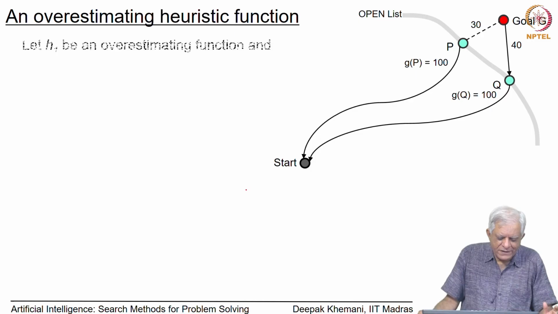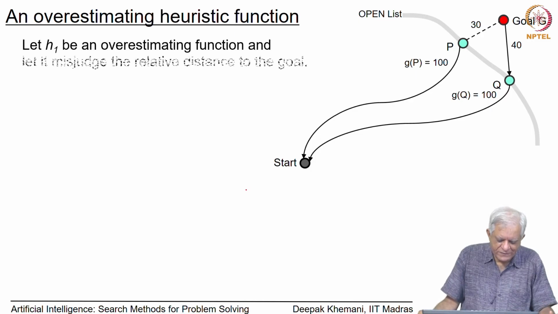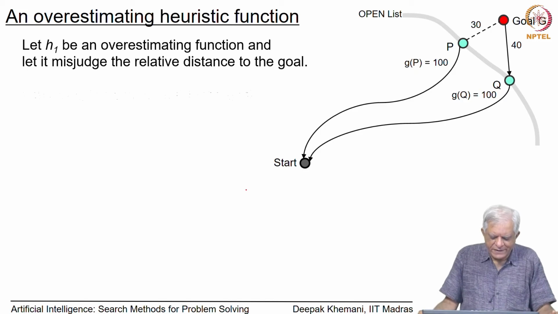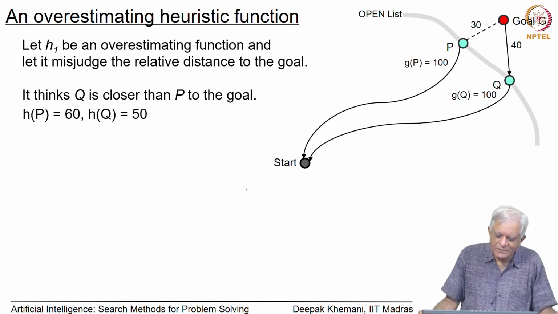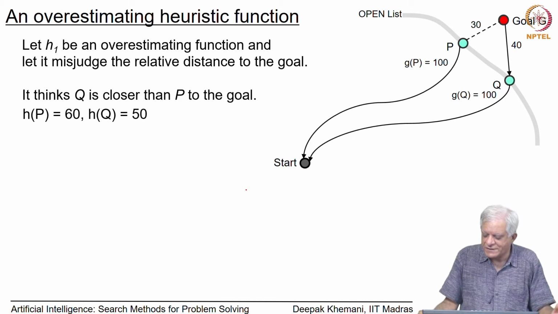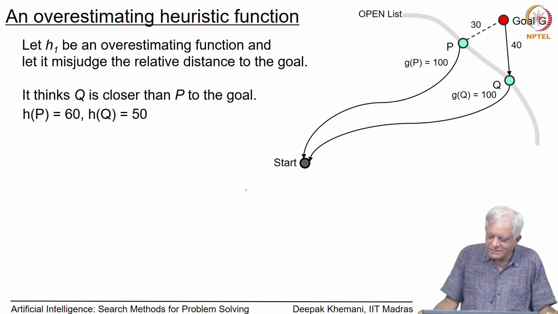What do we have? We have a heuristic function H1, so H1 of n for any node n, and it is an overestimating function. And just to drive home our argument, let it misjudge the relative distance to the goal. Now, we can see from the graph that P is closer to the goal, with an actual cost of 30, and Q is a little bit farther, with an actual cost of 40, but we have an overestimating function. So, this function thinks it is more than 30 and 40 as the case may be, but it also misjudges which one is closer. This heuristic function thinks that Q is closer than P to the goal.